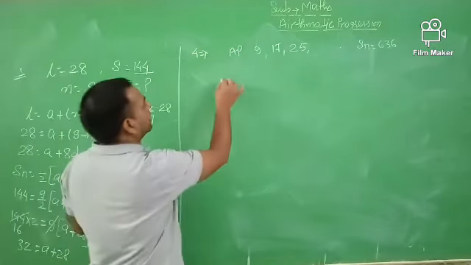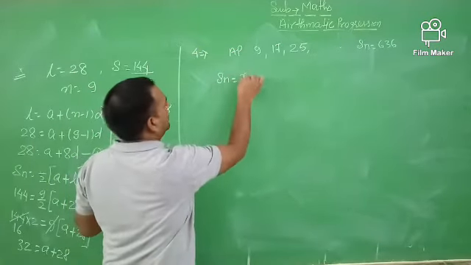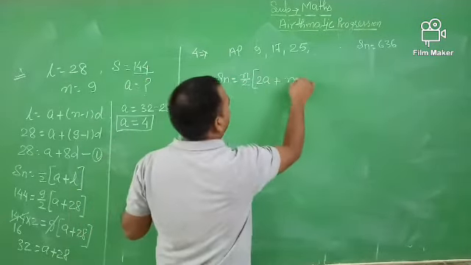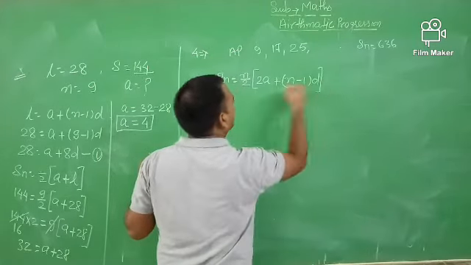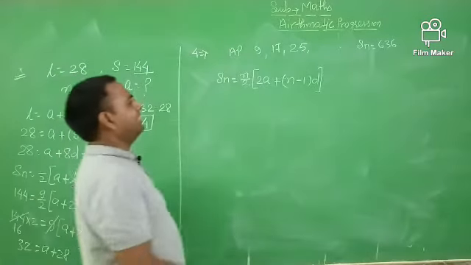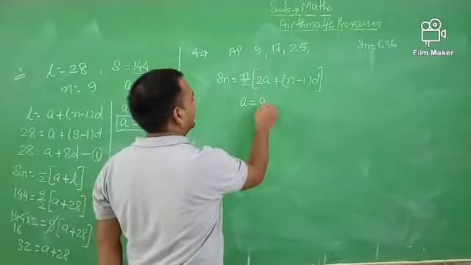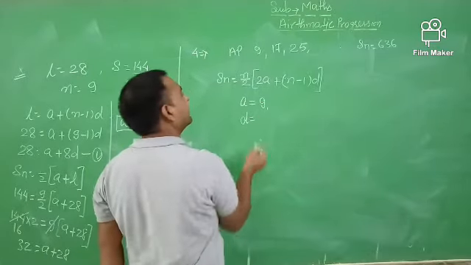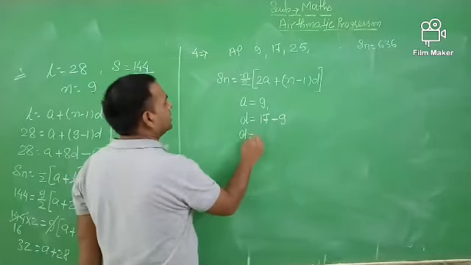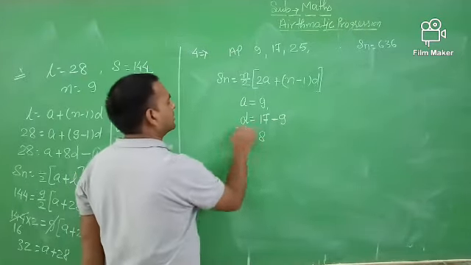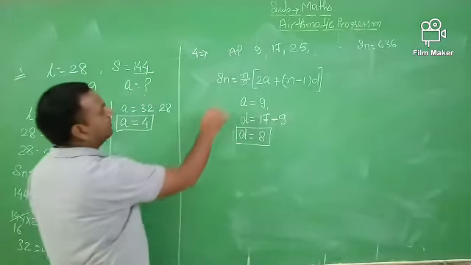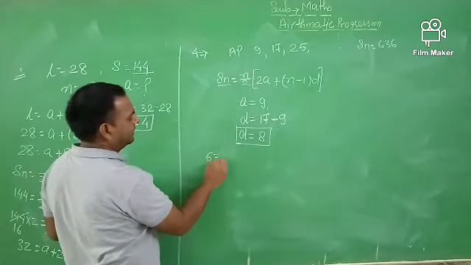So first you apply the formula Sn is equal to n by 2 bracket 2a plus (n minus 1) into d. To apply this formula, first you find the value of a and d. Here a is the first term, which is 9, and d is the difference, 17 minus 9, which is equal to 8. Then you put in the value of Sn, which is 636.